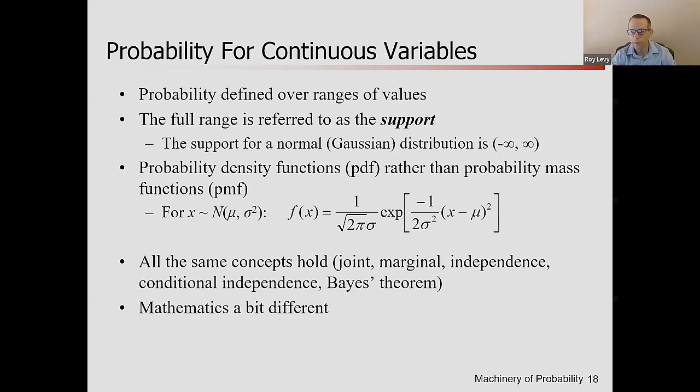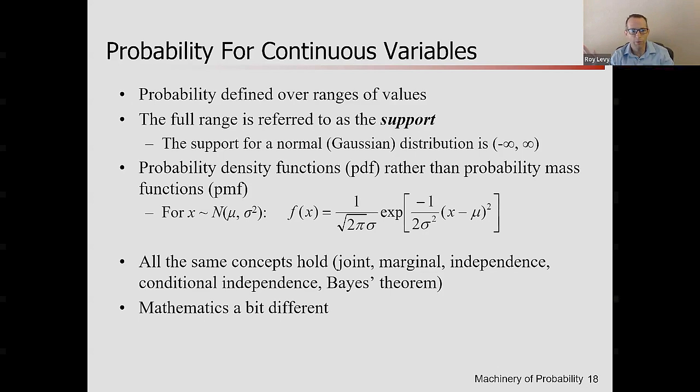If you're like me, one of the first distributions you learned about was a normal distribution, or what's sometimes called a Gaussian distribution. And that has a nice particular continuous shape, and it ranges over the real line from negative infinity to positive infinity. That is the support of that distribution. And in continuous random variables, instead of having a probability mass function, we have a probability density function. For a random variable x that has a normal or Gaussian distribution, there is an equation that describes that curve.